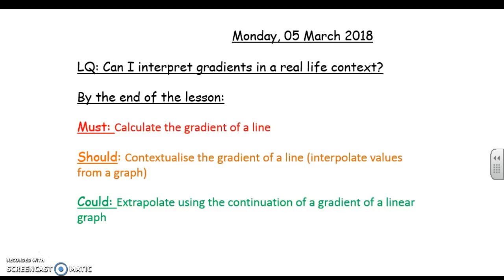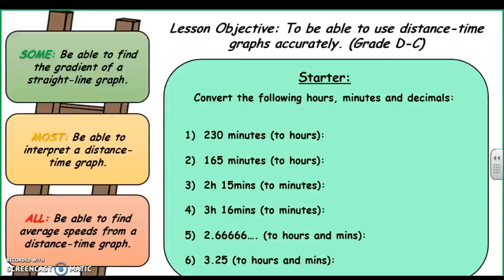But back to this. So gradients in a real life context. So we are going to make sure that we can calculate the gradient of a line. We're going to talk about how do I contextualize the gradient of a line. So how can I interpret it to get some information, and extrapolate using the continuation of gradient of a linear graph. So that's just extending it and finding a value.